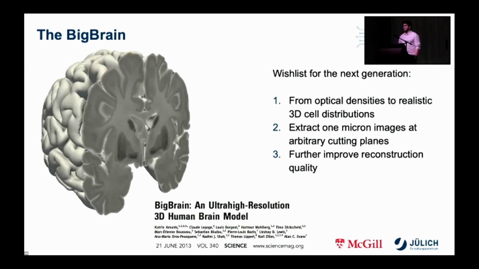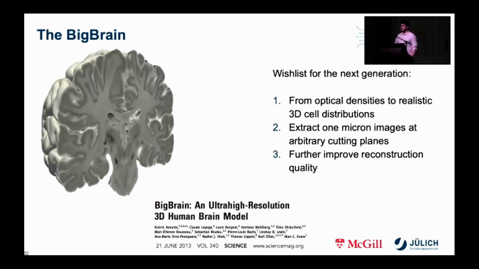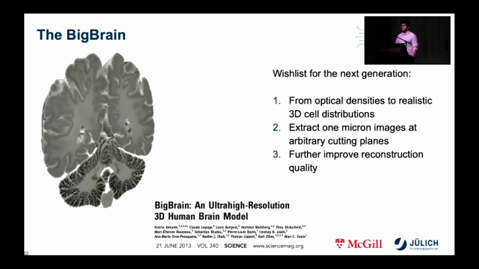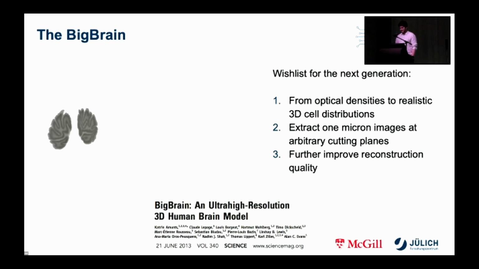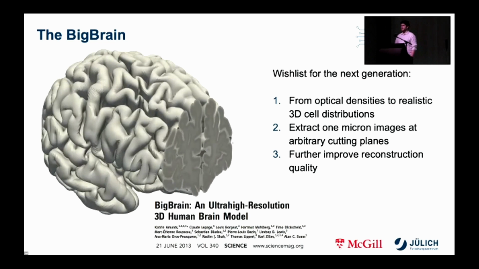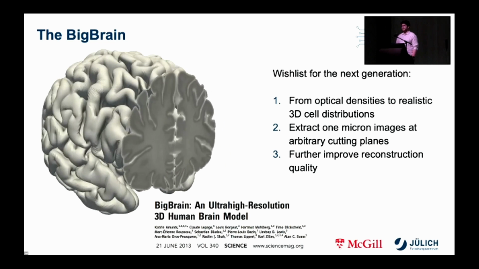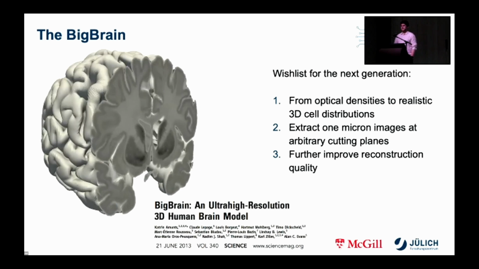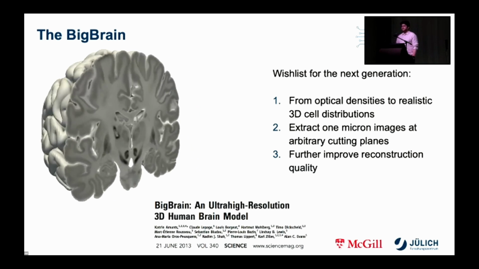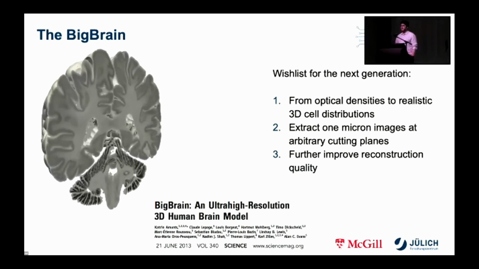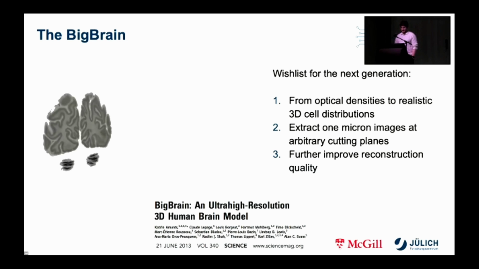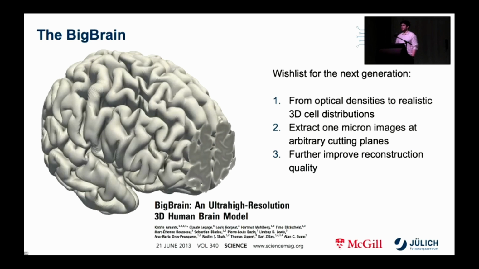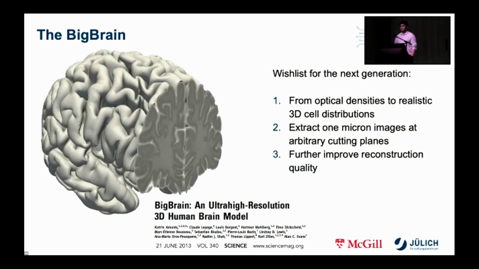So first of all, we would like to go from optical densities to actual real cell densities, so we can count them and look at the shapes. In addition, we would like to extract 1 micron planes at arbitrary cutting angles, so we can do brain mapping on those. And the last one, as a nice bonus, we would like to improve on the reconstruction. And all these things we would like in an automated fashion to reduce manual labor.